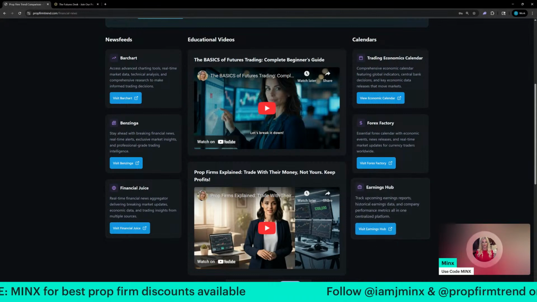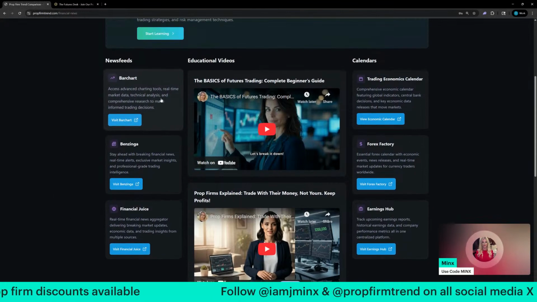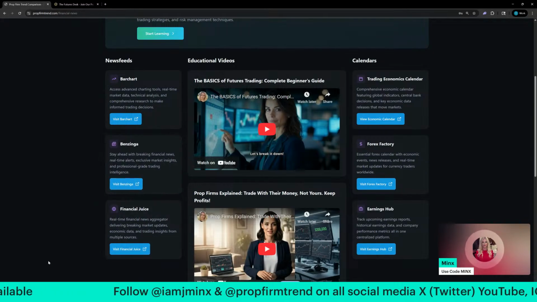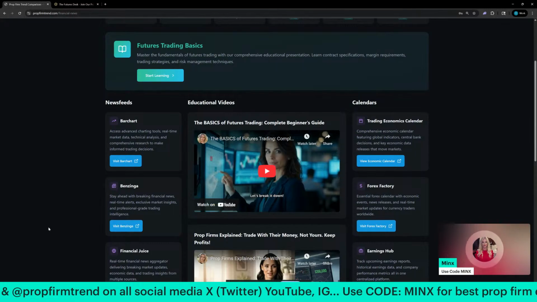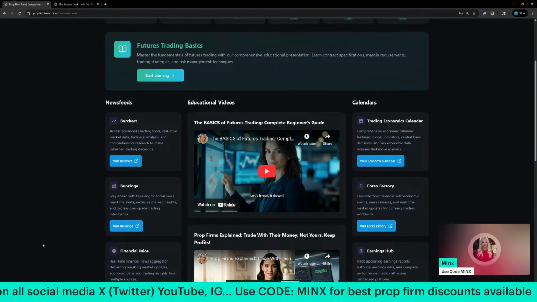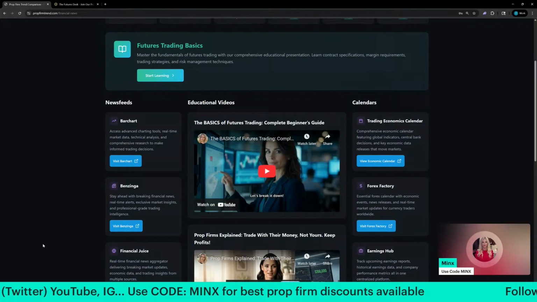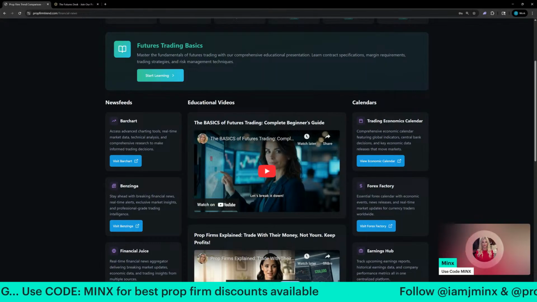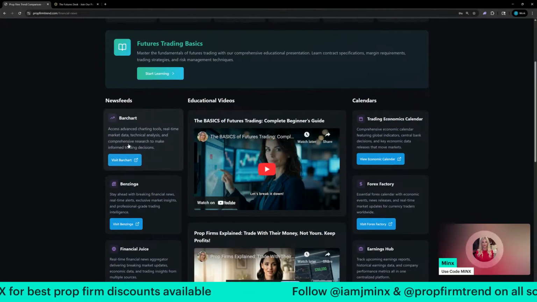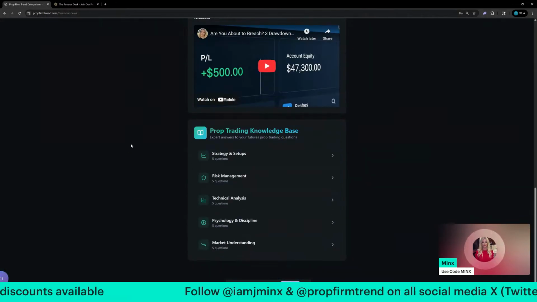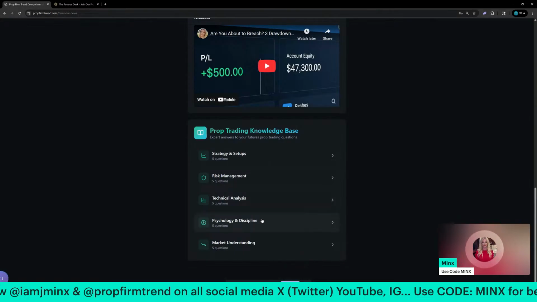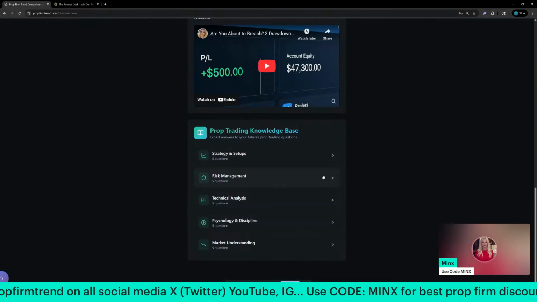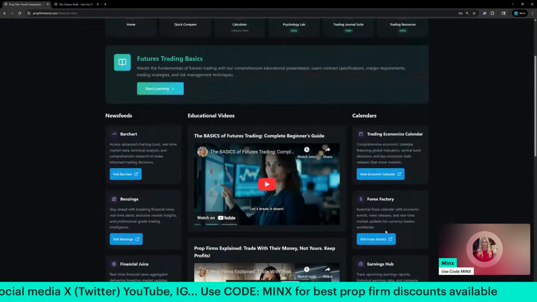So you can check the earnings hub. Also, go through Barchart, Benzinga, and Financial Juice to watch the news. That's another thing, a lot of people don't look at the macro stuff, which you should have an eye on when you're trading. Down here, there's prop trading, knowledge base, risk management, technical analysis, things like that.